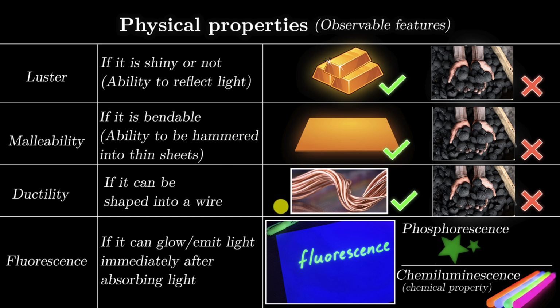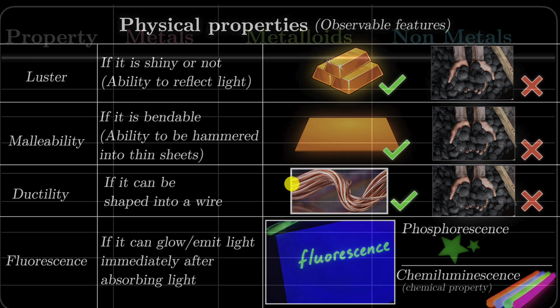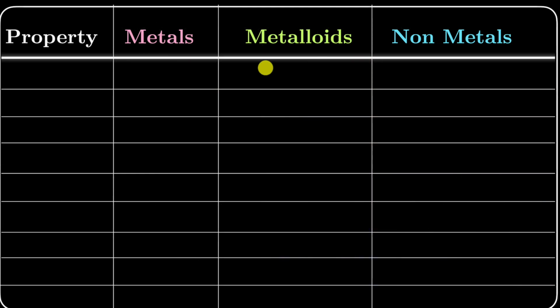Okay, so now what we can do is go back to those 118 building blocks, the elements, and categorize them based on their physical properties. But 118 is a lot to remember and categorize. So we like to organize all those 118 elements into 3 general categories based on the similarities that we observe. These 3 categories are metals, metalloids, and nonmetals.